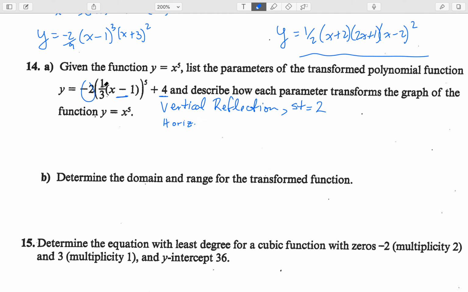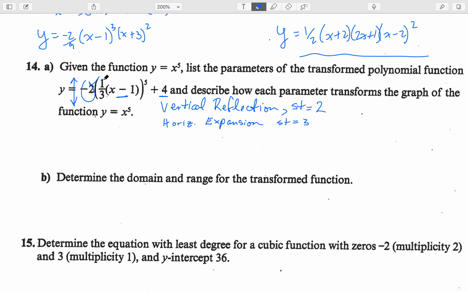It's not a reflection. It's not negative here. That would flip it sideways. No, it's not doing that. This is flipping it up and down, right? So there's no negative here. Okay, so it's not going to be a horizontal reflection. However, it is a horizontal stretch, and it's 3 times as wide. Horizontal expansion, or you could say stretch of 3. Stretch is equal to 3.